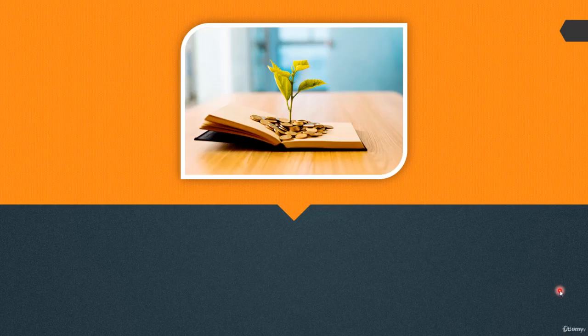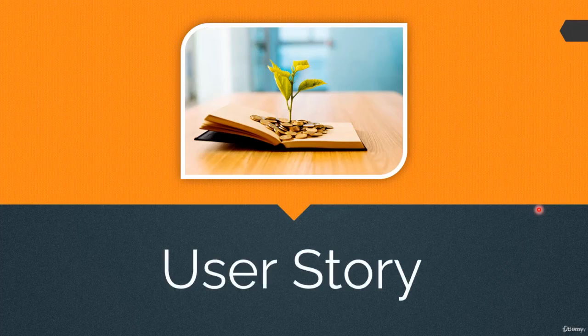The first thing that we need to talk about in Agile is the user requirements. And the user requirements in Agile are written in a form that's called a user story. So what is the user story and how do we write it?